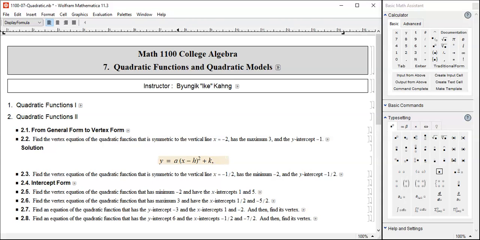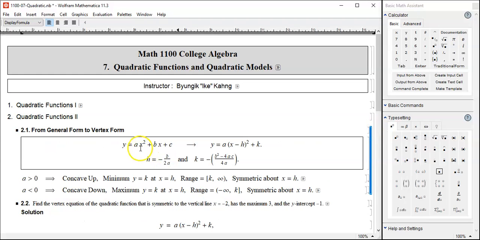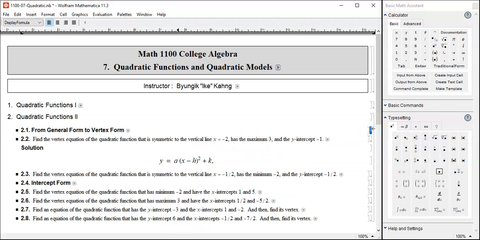Now, please look at this equation carefully. We have 3 parameters to determine, a, h, and k. And that's typical for quadratic functions. In general forms, we have 3 parameters, a, b, and c. Likewise, in the vertex form, we have a, h, and k. 3 parameters to determine, so we need 3 pieces of information.